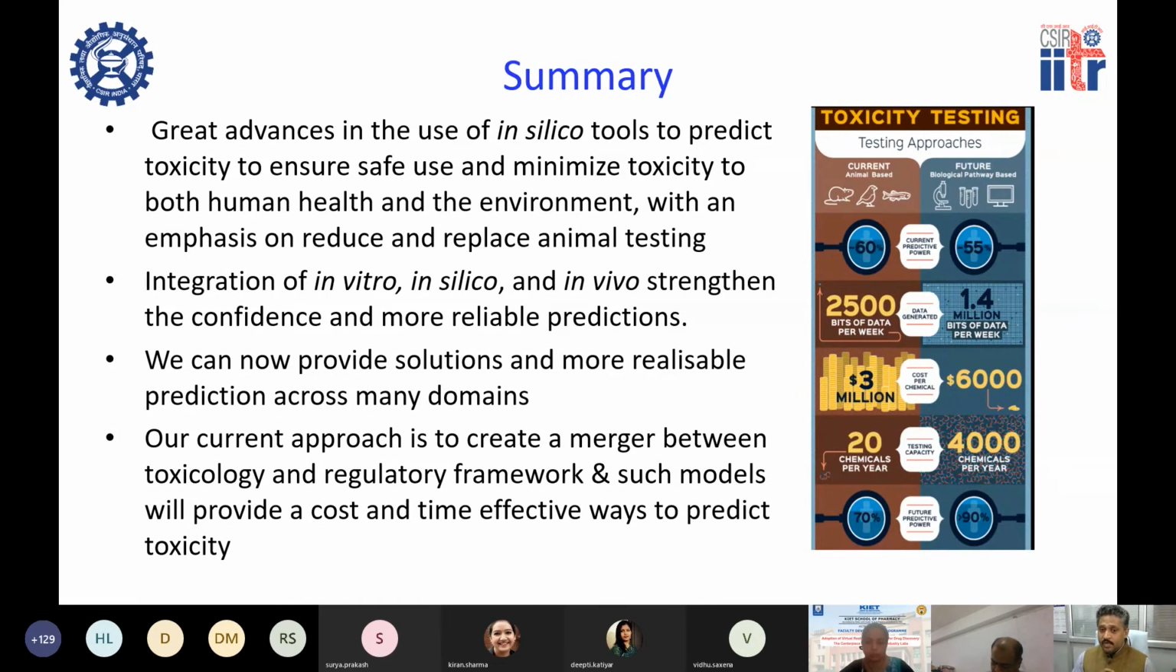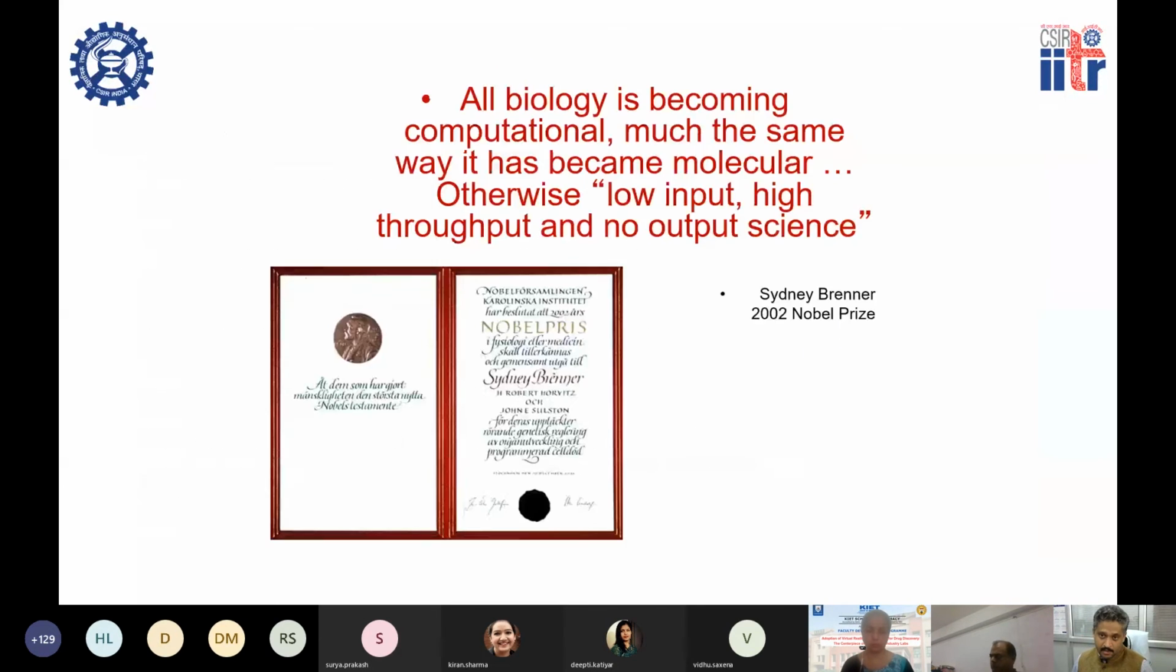And integrating in vitro, in silico, and in vivo is going to strengthen this next generation assessment or development process. We are providing much more reliable and realizable predictions across many domains, not only drug design; we are also working on safe product development and process development. And our approach is currently merging the toxicological and regulatory frameworks, on how we can develop a good risk assessment platform that will enable a cost and time effective way of developing key products which are beneficial to society.